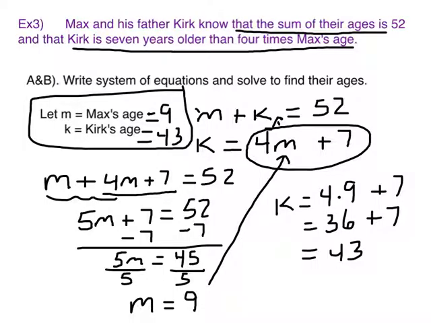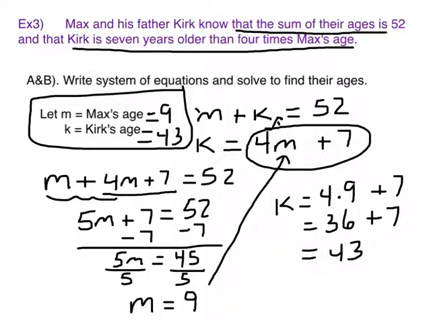Obviously, you should check the two equations in there. Go back and look at it. Do the sum of the two add up to 52? Sure. If you add 9 on to 43, you'll get 52. Is Kirk 7 years older than 4 times Max's age? Well, 4 times Max's age is 36, plus the 7 is the 43. So we know that already works on that part. All right, but definitely check it both either by graphing, using your graphing calculator, or by hand.